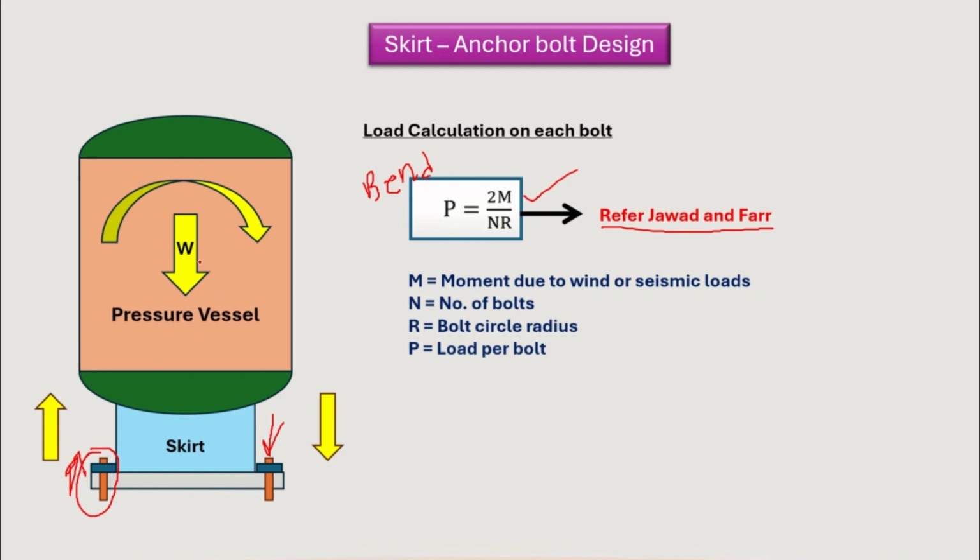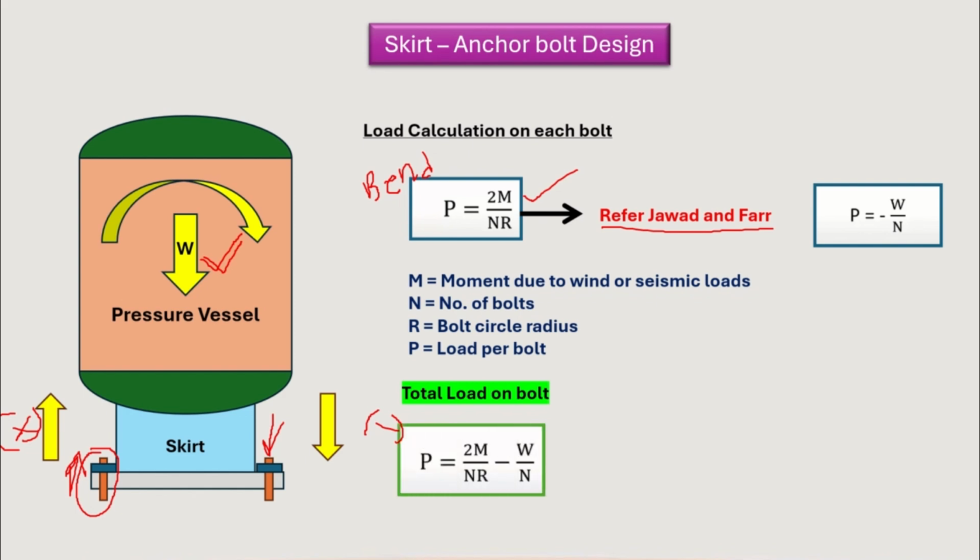Okay, there is one more load acting, right? Due to dead weight, a compressive load is also acting here. I mean self weight. For that one, P is equal to minus W by N because it is acting in the downward direction. Downward direction minus, upward direction we are taking as positive. So total load on a bolt is P is equal to 2M by NR minus W by N. So this is the total load acting on each bolt, guys. Because we are calculating for a number of bolts, we divide by the number of bolts, right? So this is the load on each bolt.